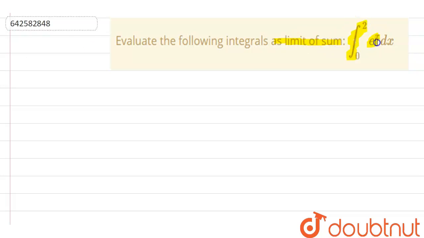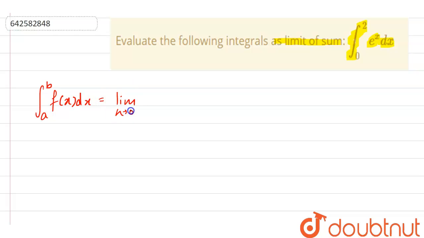Here the question is: evaluate the following integral as a limit of sum, the integration of e raised to power x dx from 0 to 2.